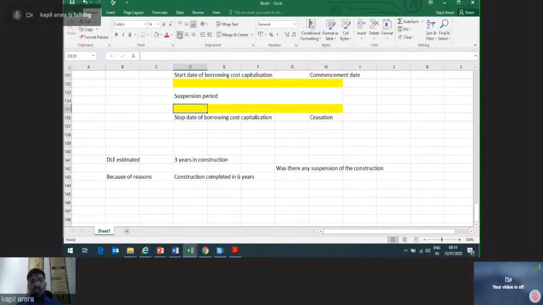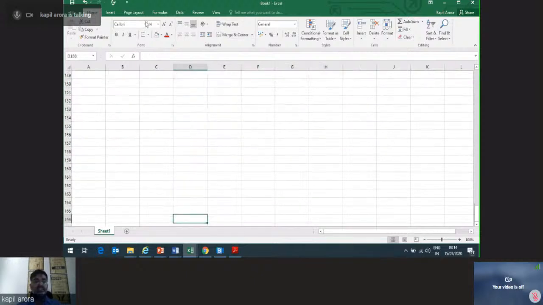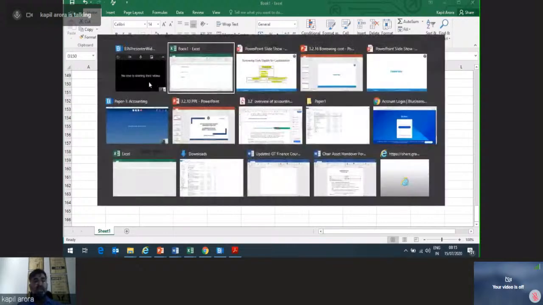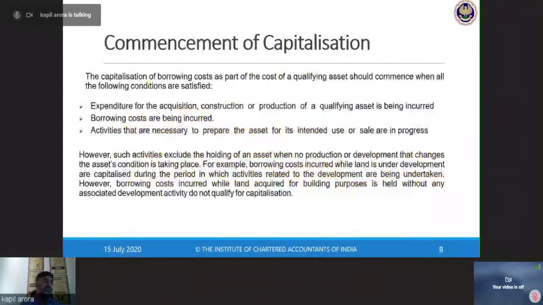So let's look at what we mean by commencement date, stop date, and any suspension period. This is very, very important here: to know when to start, when to stop, and when to suspend the borrowing cost.